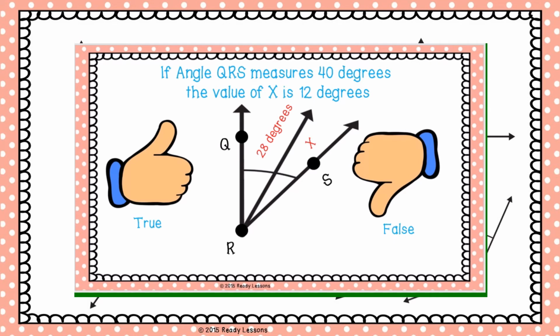If angle QRS measures 40 degrees, the angle of x is 12 degrees. Pause the video, solve for x, start the video again, and check your answer. Okay, now that you've solved, let's check your answer. The total angle is 40 degrees. You subtract 28 from 40, and the answer is 12. So x equals 12. So yes, true. X does equal 12 degrees.